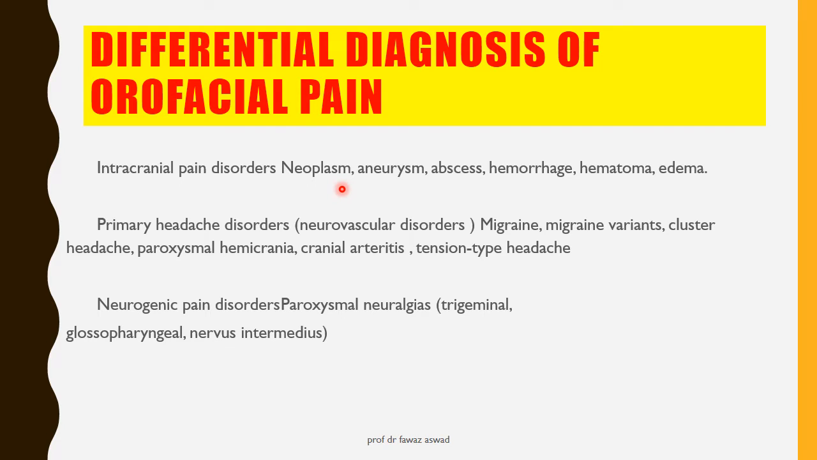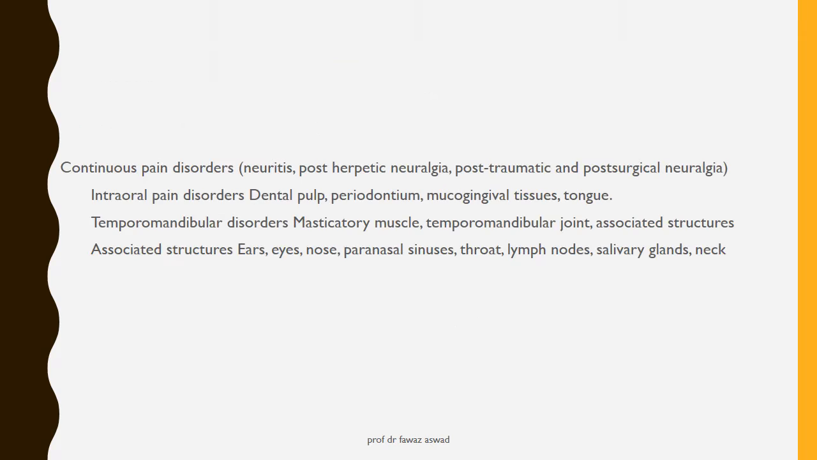Neurological types of pain include trigeminal neuralgia, glossopharyngeal neuralgia, and even occipital neuralgia, which is another source. Continuous pain disorders include neuritis, post-herpetic neuralgia, post-traumatic, and post-surgical pain. Intraoral pain is considered the odontogenic type of pain, and this is mostly associated with the dental pulp, periodontitis, the mucogingival area, or even the tongue.